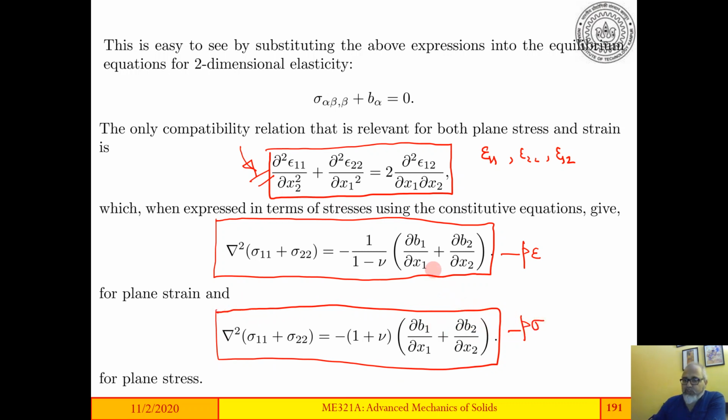If there are no body forces, then this side is 0 and this side is 0, and there is no difference between the plane strain and plane stress equations. If there are body forces, however, then there is a difference because of the change in kappa from plane strain to plane stress. Okay, so once you have this, now you can replace these with their Airy stress function approximations.